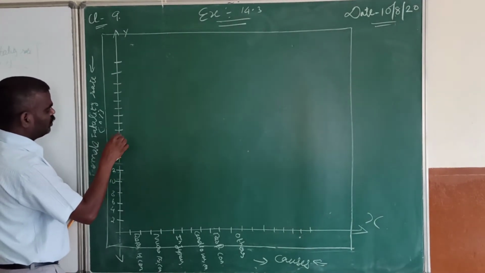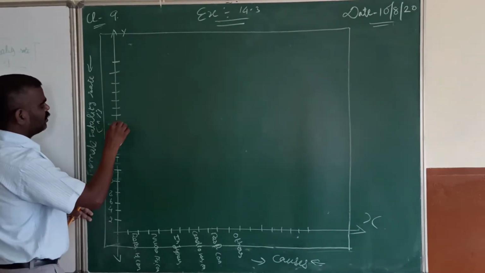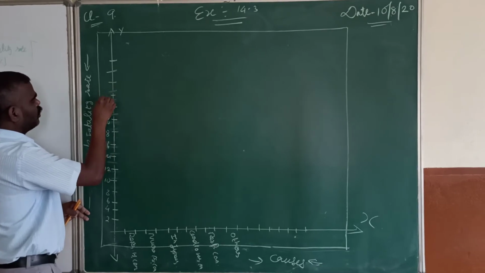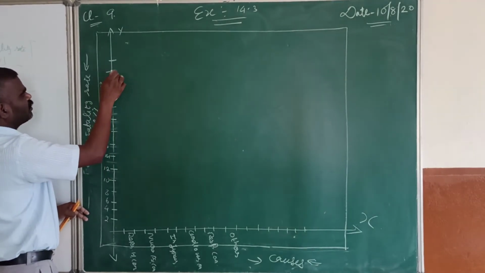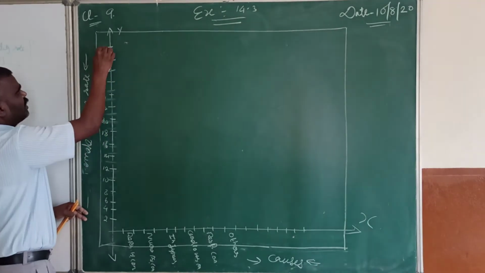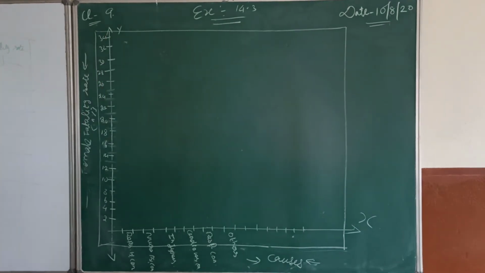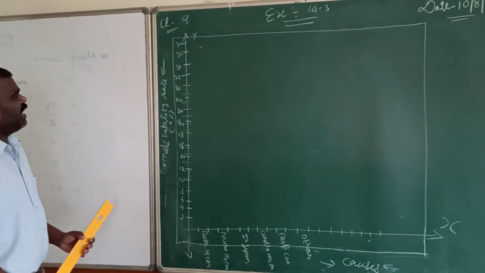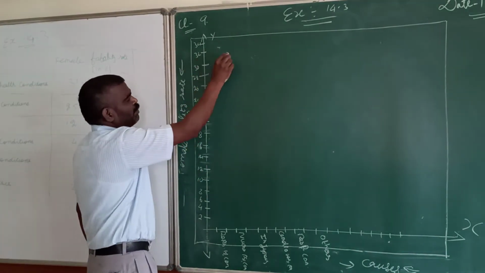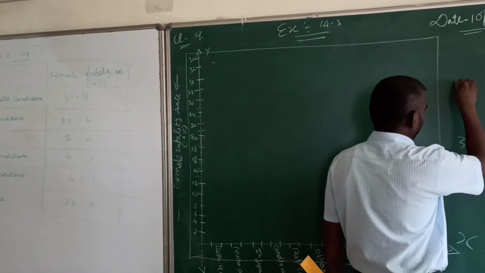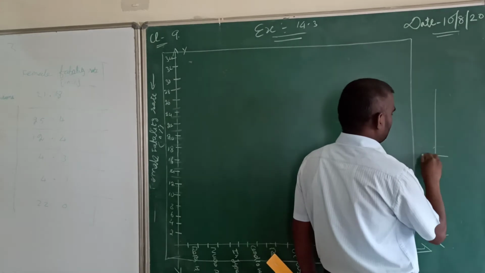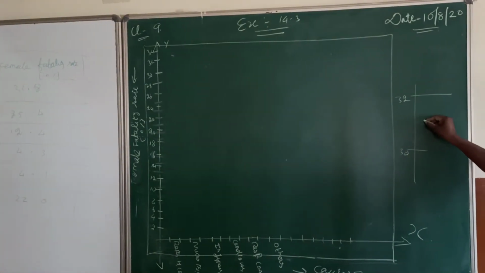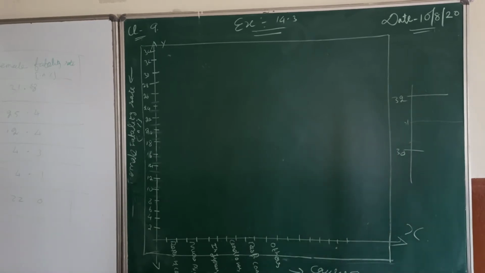16, 18, 20, 22, 24, 26, 28, 30, 32, 34, it goes well. Okay? 2, 2, 2 increase. Now, first one, 31.8. We have 30 and 32, so 31 will be the middle, right? Keep it in mind. This is 30. This is 32. In between 30 and 32, another thin line is coming. That is 31. Okay?